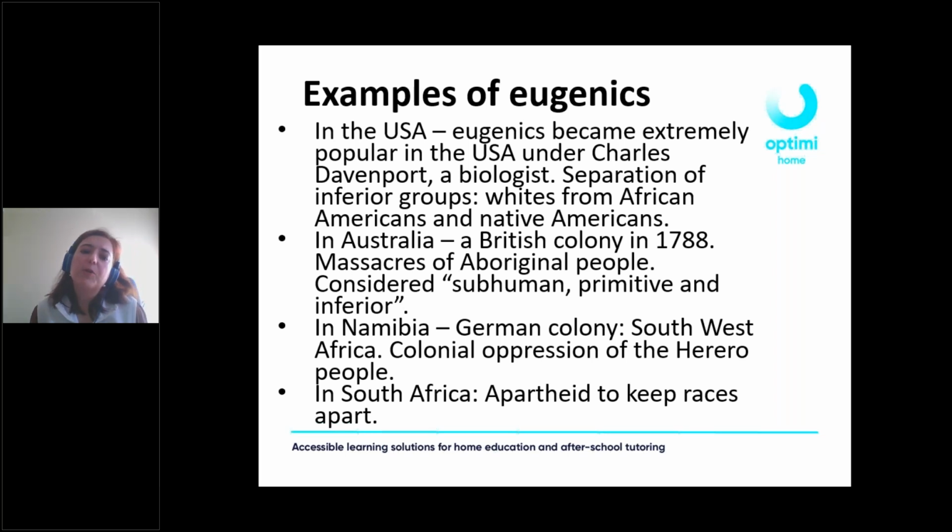In Namibia, for example, Namibia was a German colony called Southwest Africa, colonial oppression of the Herero people.